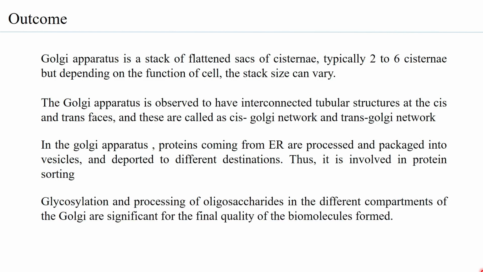Glycosylation and processing of oligosaccharides in the different compartments of the Golgi are significant for the final quality of the biomolecules formed. Now, you must note that although protein sorting has been extensively studied and reported, one has also found that it is the lipids and the proteoglycans also that are either transported to different organelles or transported to different parts of the cell. For example, especially the plasma membrane.